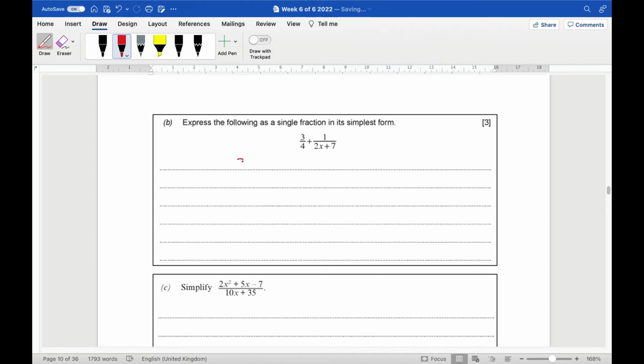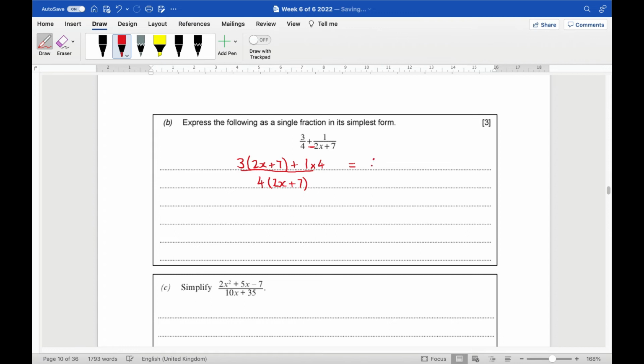Yeah, let's get you going. It's 3 times the bottom of the other fraction, plus, because that's within the middle, 1 times the bottom of that fraction. Well, that's just 1 times 4, that's just 4. And then on the bottom, you times those two things together. So this time it's 4 times 2x plus 7. But put that in brackets because, just be a bit careful here, I guess.